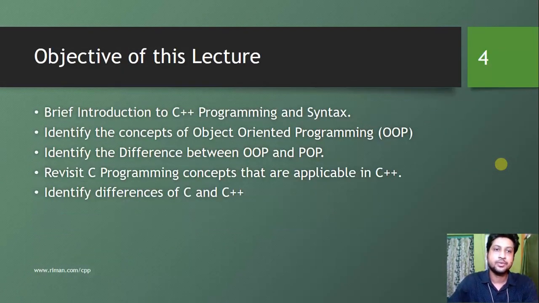So in today's lecture, we are going to talk about C++ programming and the programming style, how the rules and syntax are different from C. We are going to explore the concept of object-oriented programming. We are going to differentiate object-oriented programming from procedural-oriented programming, and so on. And also we are going to revisit some of the C programming concepts that are applicable in C++ as well, and draw some differences between C and C++.